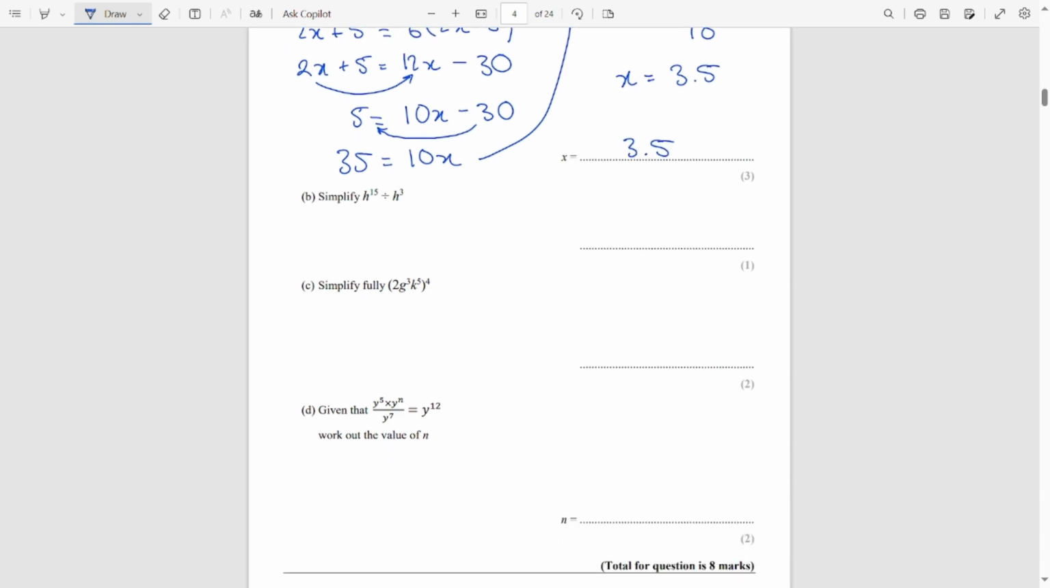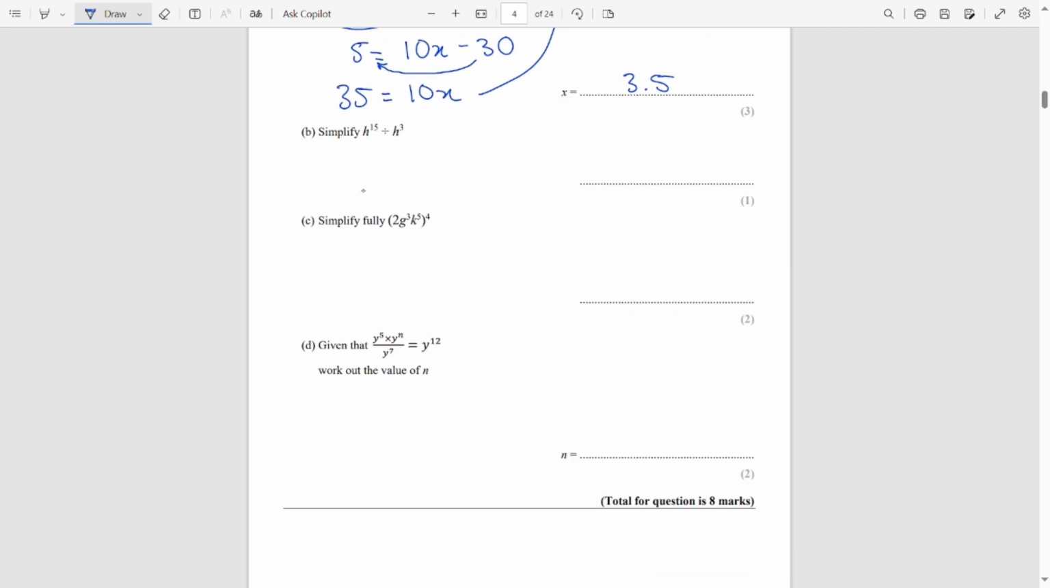Now we have some indices problems. So here, to simplify these indices, when you have the same base, so by that I mean this h here is the same, if you are multiplying, you are going to add the indices. If you are dividing, like we are here, you are going to subtract the indices. So we are going to have h to the power of 15 minus 3, which is 12, is h to the power of 12. Now here, if you're raising something to the power, everything inside this bracket needs to be raised to the power of 4.